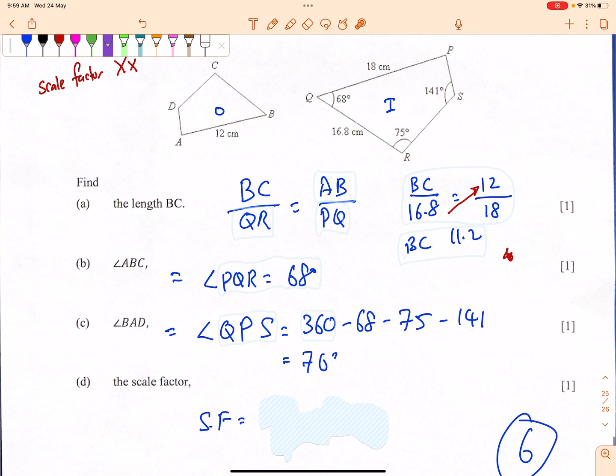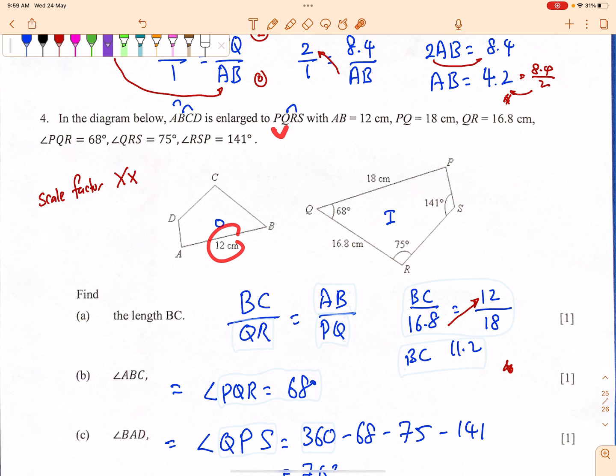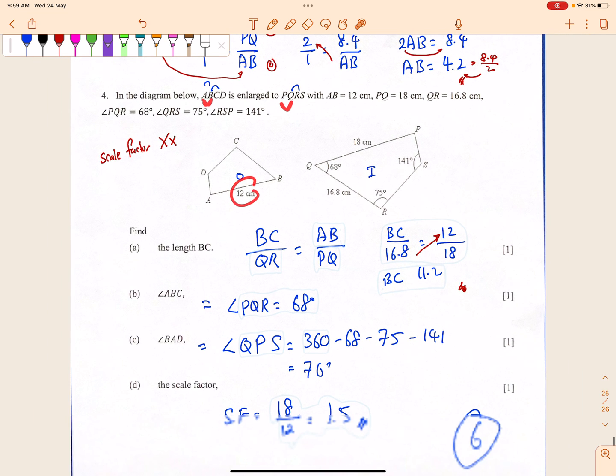Now lastly, scale factor, image over object. So I will take the image, PQ over AB. Right? Why PQ? Because PQ is given, and then I'll take AB. So take these two lengths, the scale factor is 1.5.